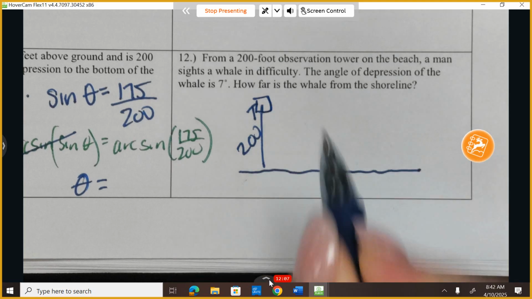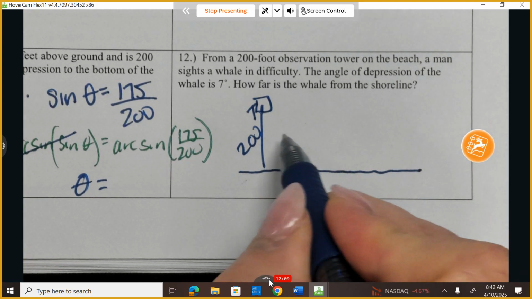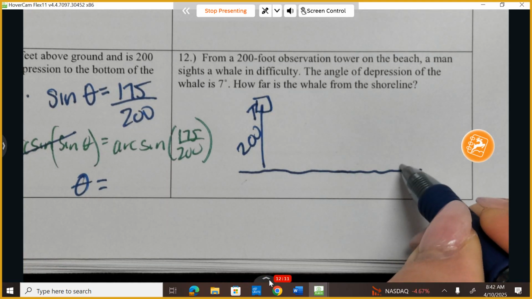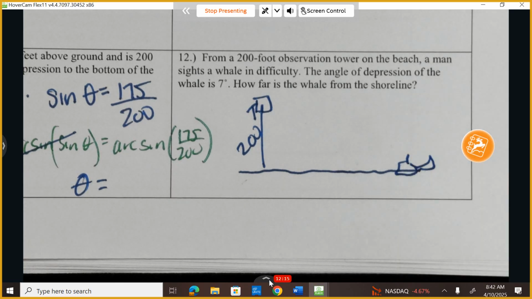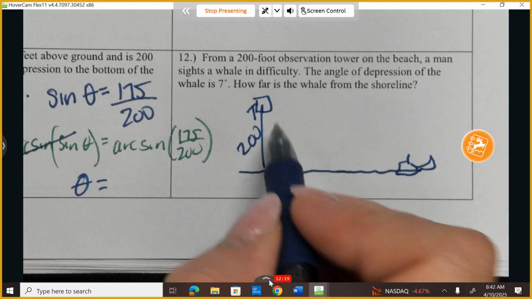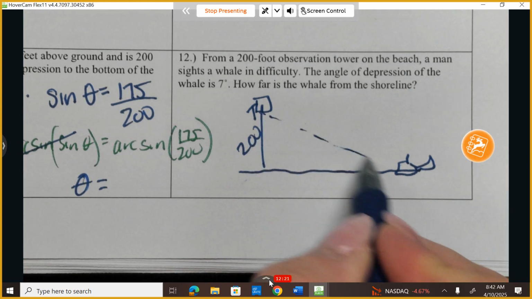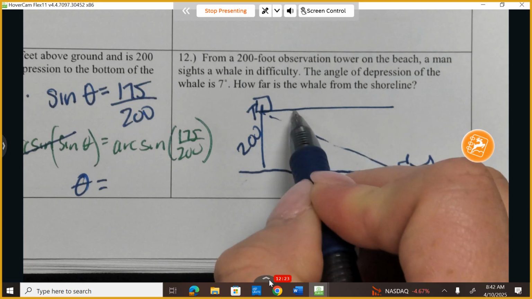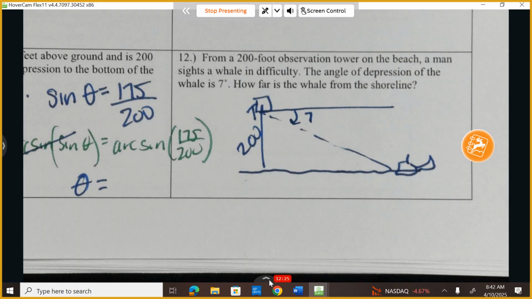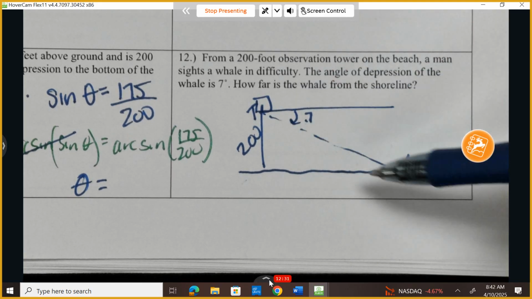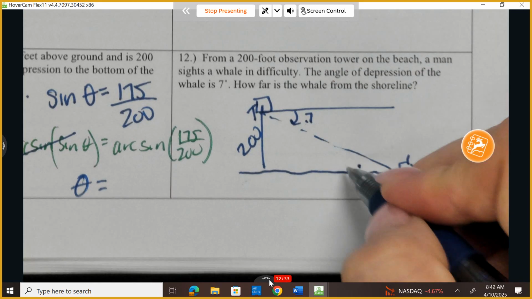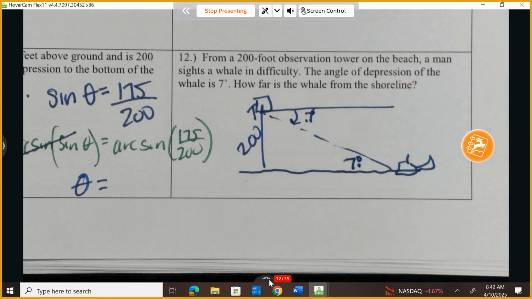So here's the tower. He sights a whale that's having difficulty. So here's the whale. That's right. That's a good whale, Miss Bradley. Thanks. And we want to know, what is this angle of depression? Okay, hold on here. Angle of depression, that means right here is 7 degrees. By the way, since we've talked about this for multiple problems, we have two parallel lines and a transversal. If this is 7 degrees, what is this? 7 degrees. This is not easy stuff.